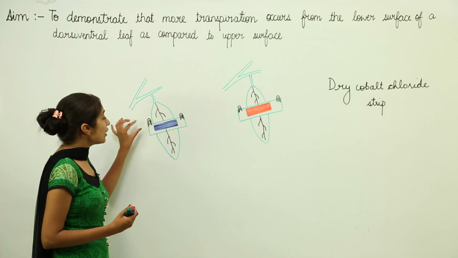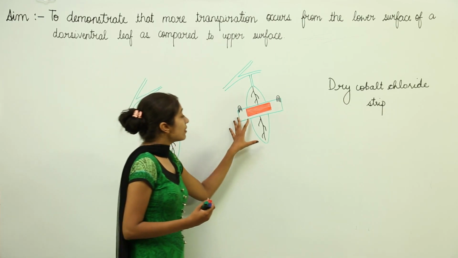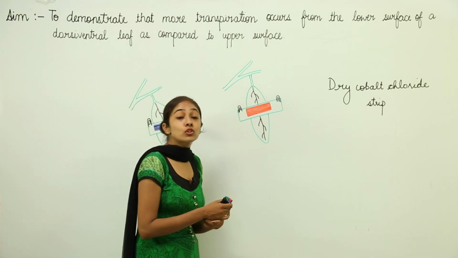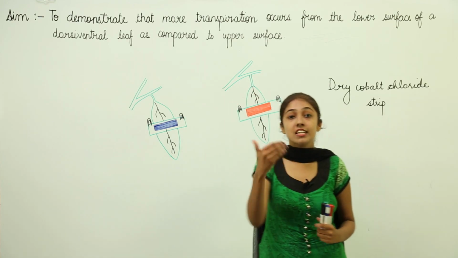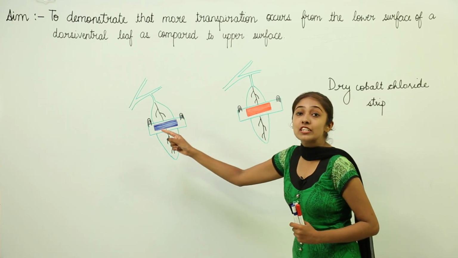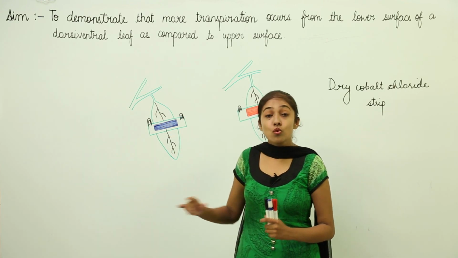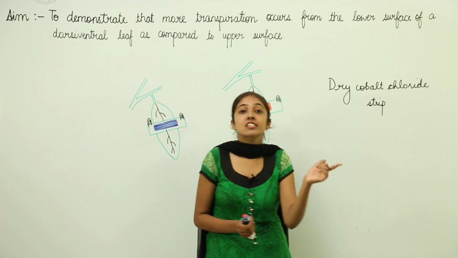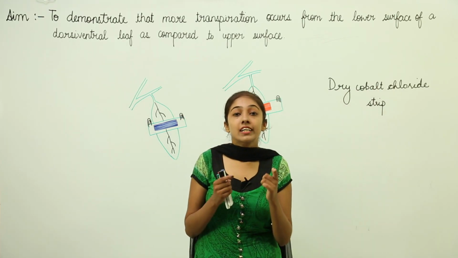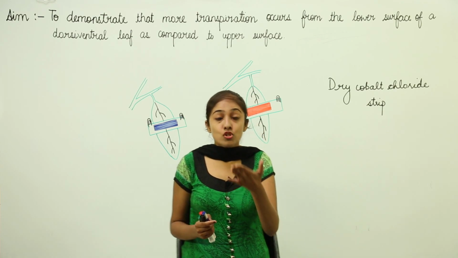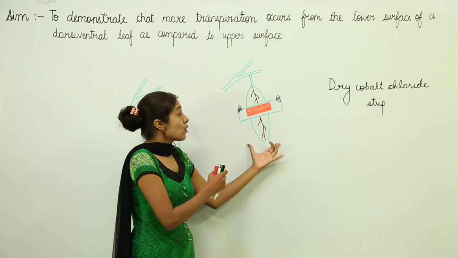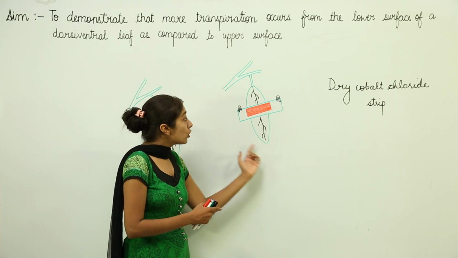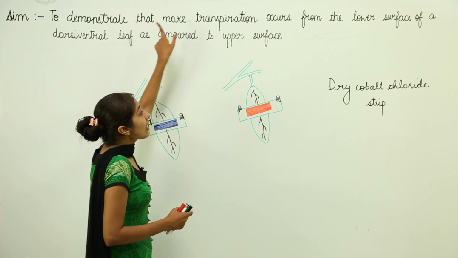So, as you will see, when we place the strips, the strip that is placed on the lower surface of the leaf is going to turn pink in a much lesser time as compared to the strip that was placed on the upper surface of the leaf, right. So, why does this happen? As I told you, this dry cobalt chloride strip turns pink when it comes in contact with water. So, it turned pink in the case when we placed that strip on the lower surface of the leaf. It means on the lower surface of the leaf there was more transpiration.